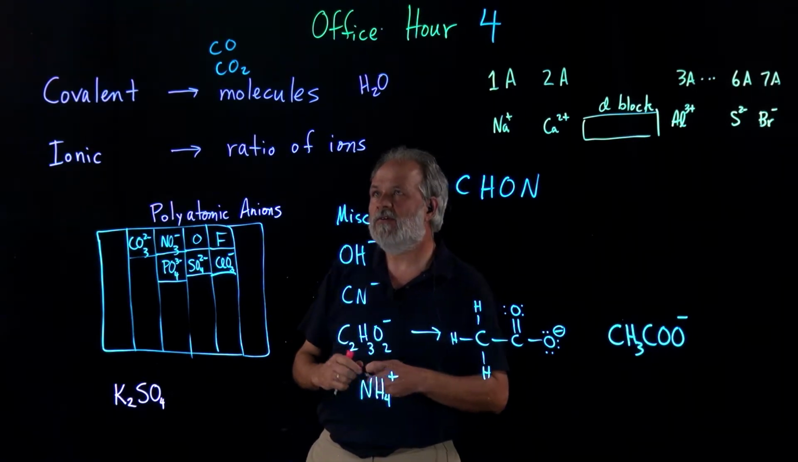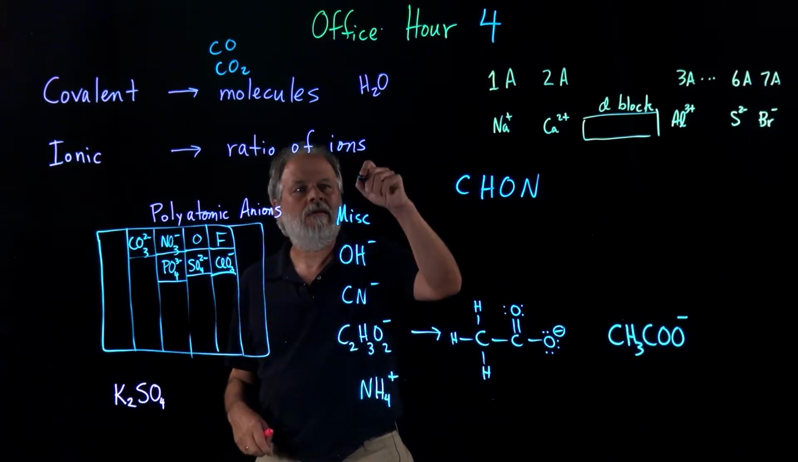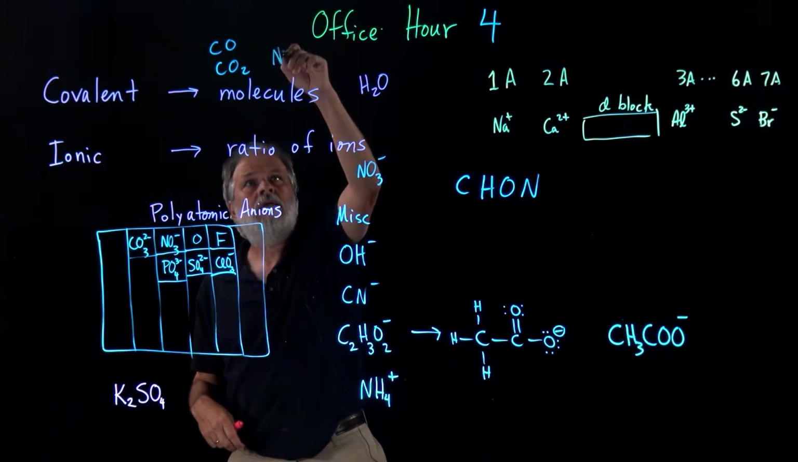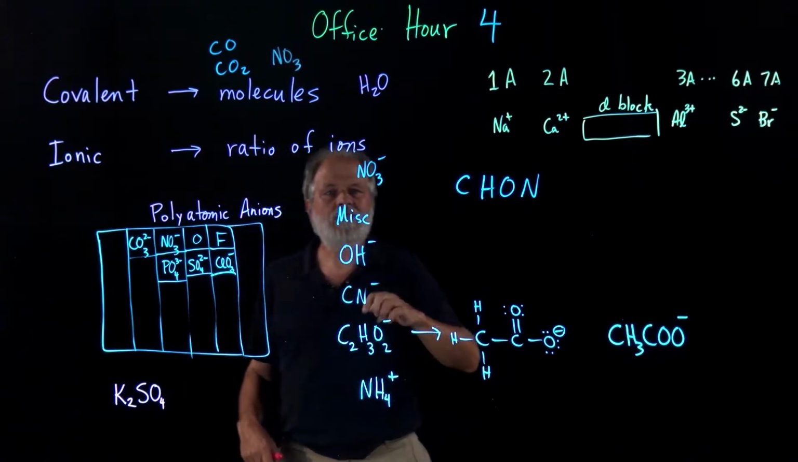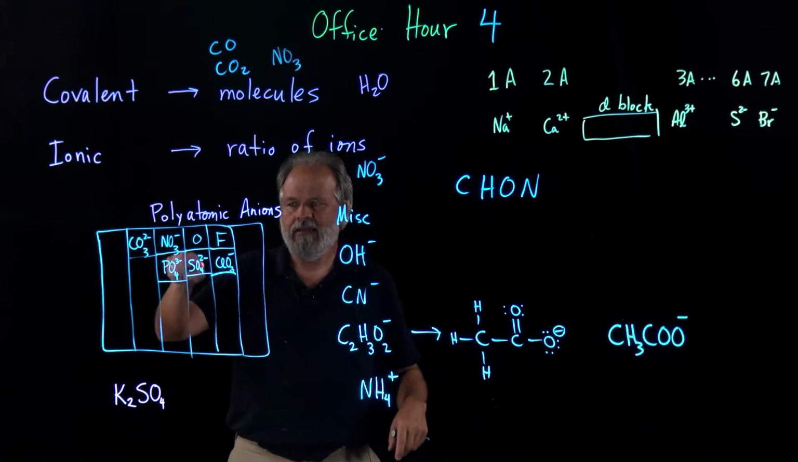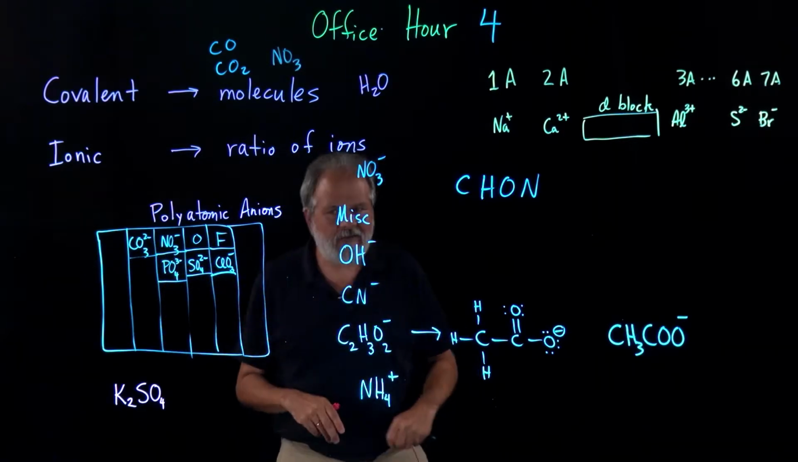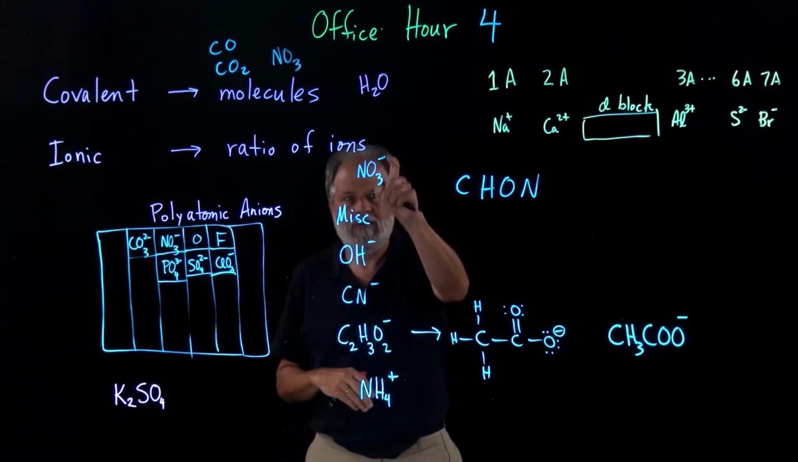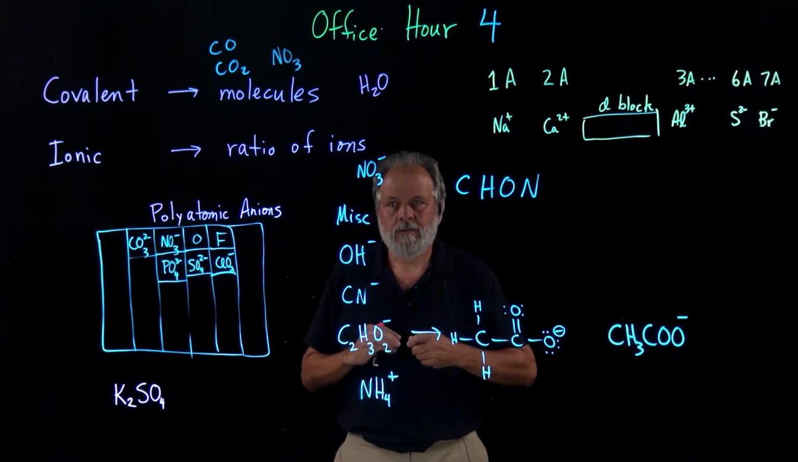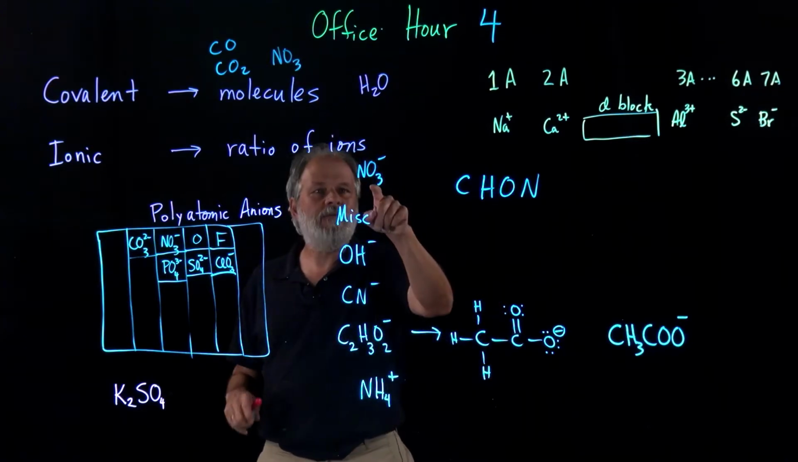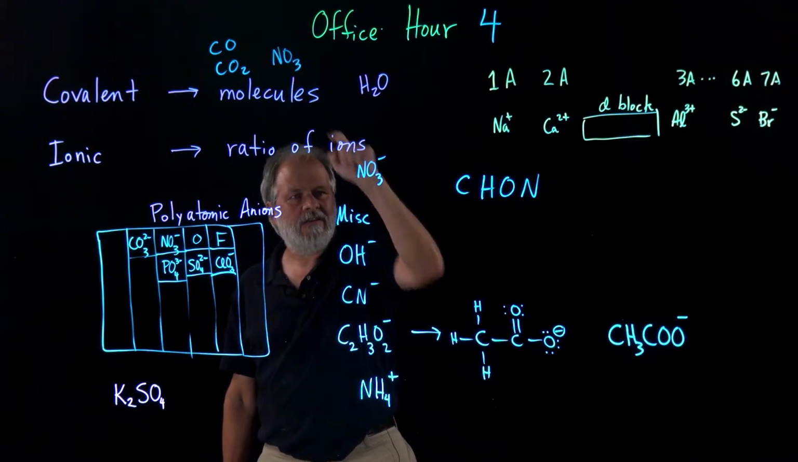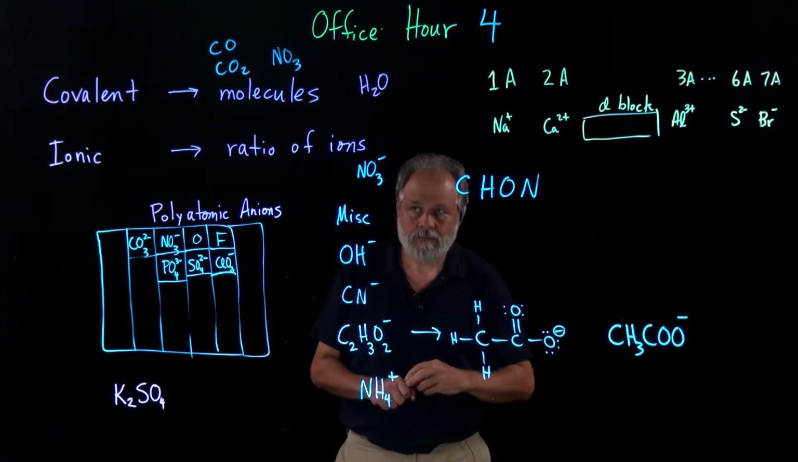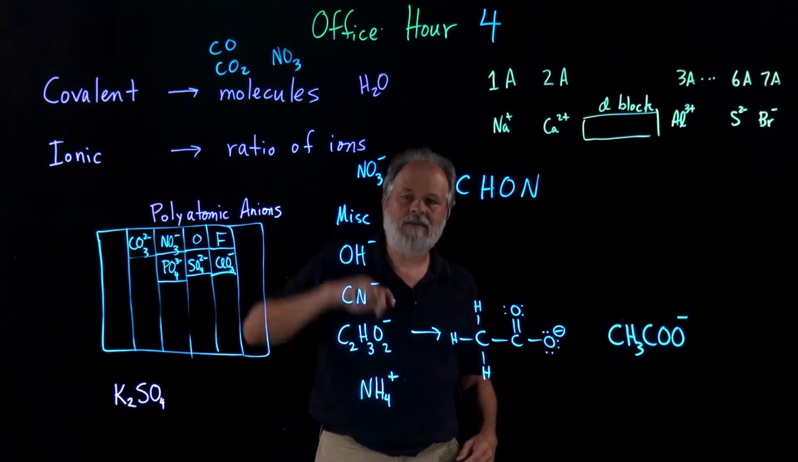The other thing to watch for: NO3 is a molecule. NO3 minus is a group that's covalently bonded. However, it will be found in an ionic compound because it has a negative charge. You can think of these two as being related by the fact that if you gave an electron to this, you get nitrate. This will be nitrogen trioxide.